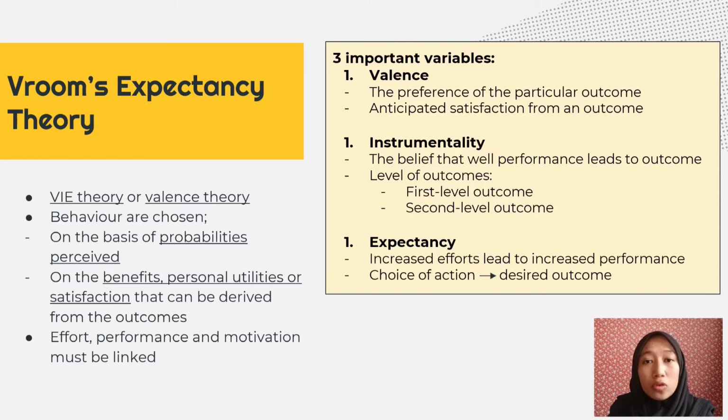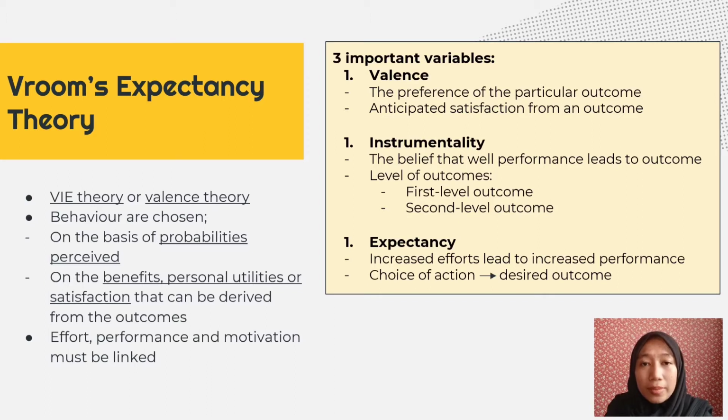Next is instrumentality, which is the belief that good performance will lead to a valued outcome. There are 2 levels of outcome. The first one is the first level outcome, which is performance related, like an increase in performance, and the next one is the second level outcome. This is need related, such as reward.